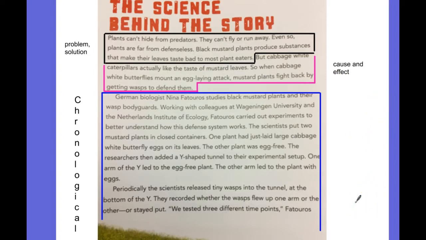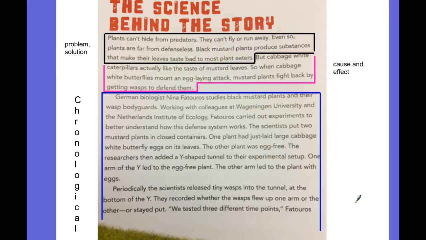German biologist Nina Futuro studies black mustard plants and their wasp bodyguards, working with colleagues at Wageningen University in the Netherlands Institute of Ecology. Futuro carried out experiments to better understand how the defense system works. The scientists put 2 mustard plants in closed containers. One plant had just laid large cabbage white butterfly eggs on its leaves. The other plant was egg-free.